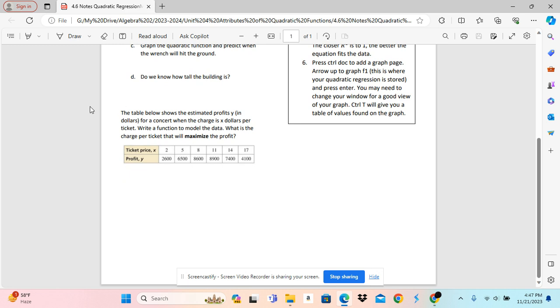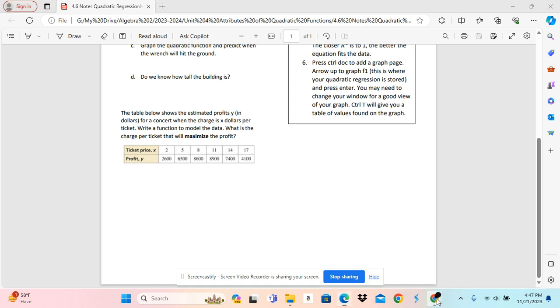Let's do one more practice problem. It says, the table shows the estimated profits y in dollars for a concert when the charge is x dollars per ticket. Write a function to model the data. What is the charge per ticket that will maximize the profit? Our ticket prices are the x values and our profits are the y values. I guess this is like Beyonce or T Swift. I don't know. Somebody that charges a lot of money for their tickets.